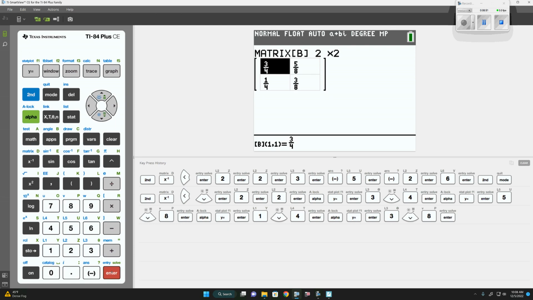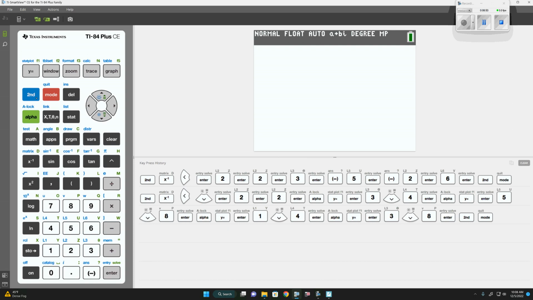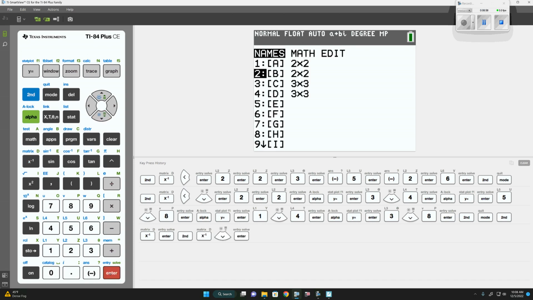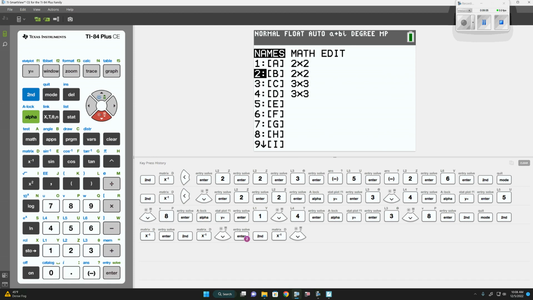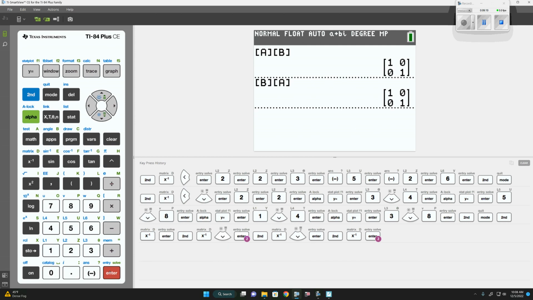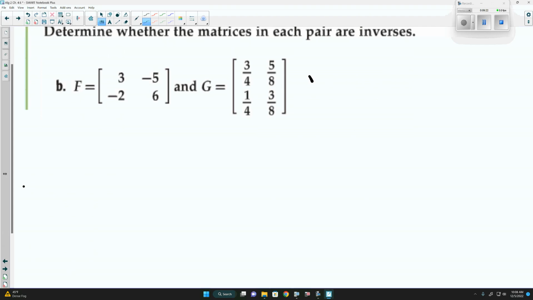So we get this here, second quit. Now we just need to do the multiplication. A, second matrix, B, and we get the identity matrix. We can also do B times A, and we still get the identity matrix. Because two inverses, no matter how we multiply them together, if they are indeed inverses, we'll get back to the identity. So this is, yes.